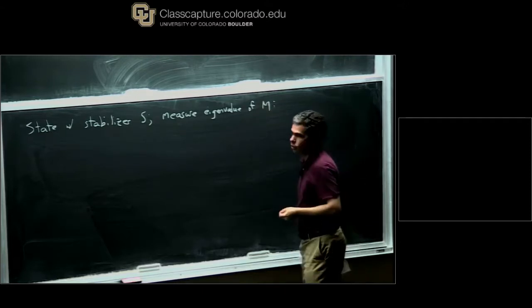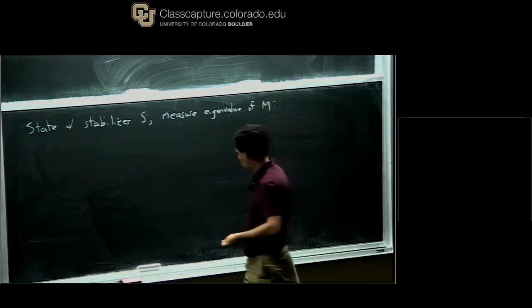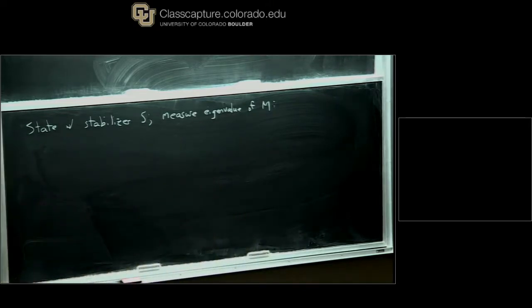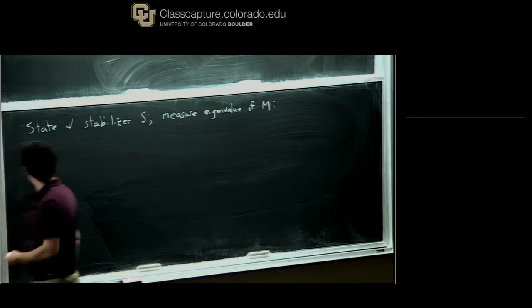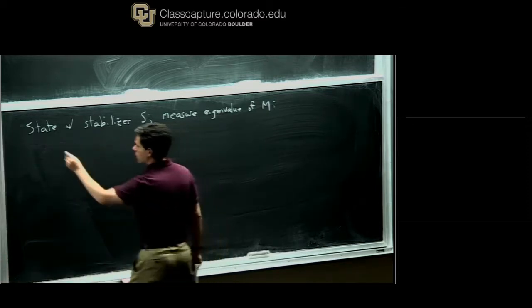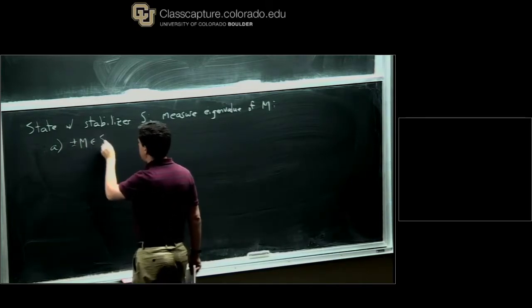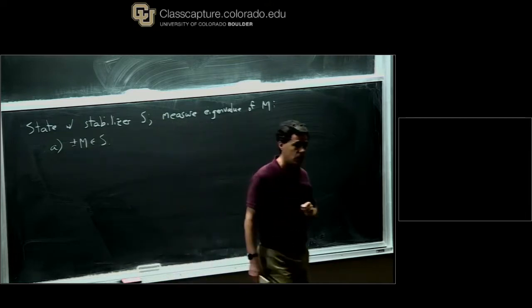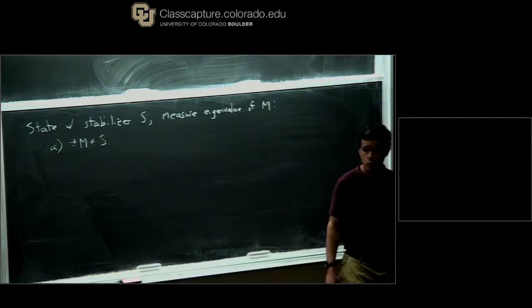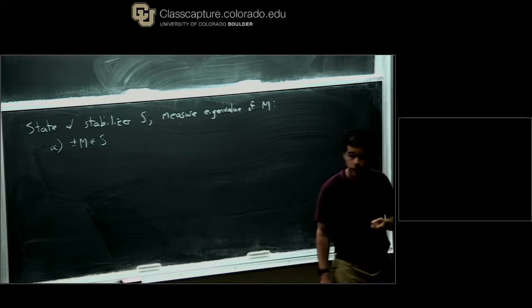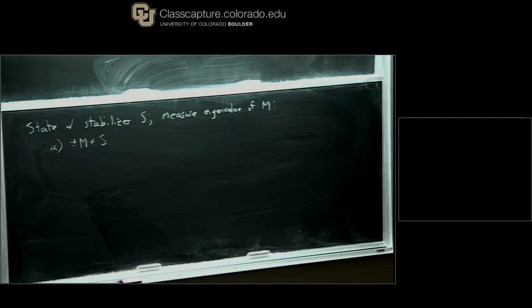Okay. So there's a couple of possibilities. So one possibility is that plus or minus M is actually in the stabilizer. Okay, so in that case, measuring M will give us a definite answer. It'll give us plus 1 or minus 1, depending on whether plus M is in the stabilizer or minus M is in the stabilizer. Okay, and then the state obviously doesn't change then.